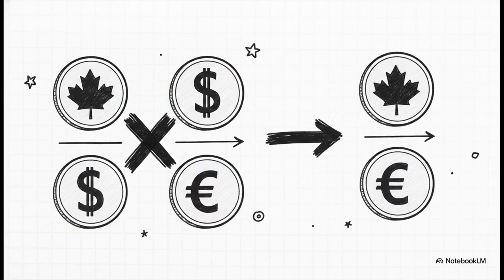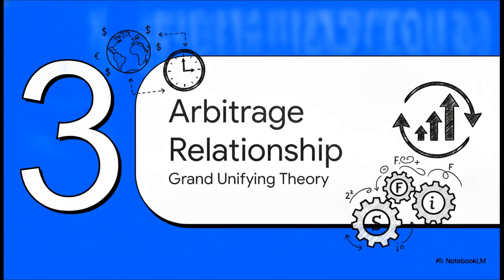Let's visualize how this fractional cancellation actually works. If we want to find the price of Canadian dollars per euro, which is the CAD/EUR cross rate, but we only have the dollar Canada and euro dollar rates, we just multiply them. Notice how the US dollar is sitting in the denominator of the first fraction and the numerator of the second. Just like grade school fractions, they cancel each other out perfectly, leaving us with CAD over EUR. It's brilliant.